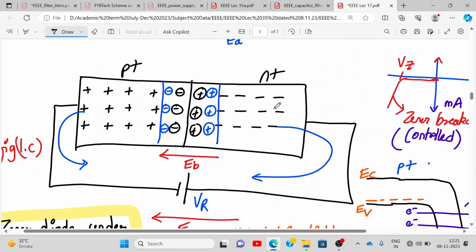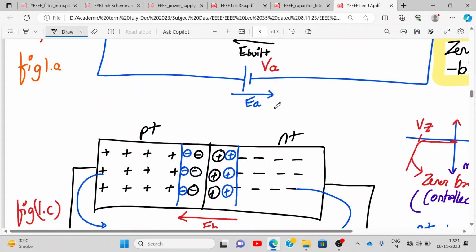As I told you, the W is very, very small. Yes or no? The depletion region width is very small in the case of a Zener diode. Let's say it's 10 units in a PN junction, and 1 unit in a Zener diode. So very, very small. Okay, let me show it to you in terms of a diagram.